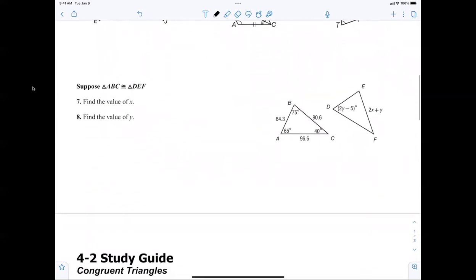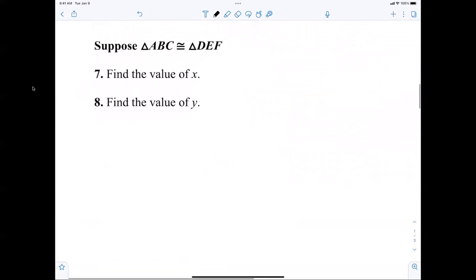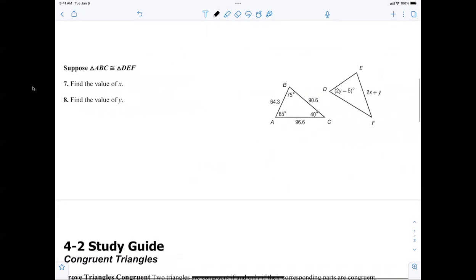Let's go down here. Questions 7 and 8. Suppose triangle ABC is congruent to triangle DEF. All right, so now on your paper, how can I solve for X? What's true, guys? I need some help.